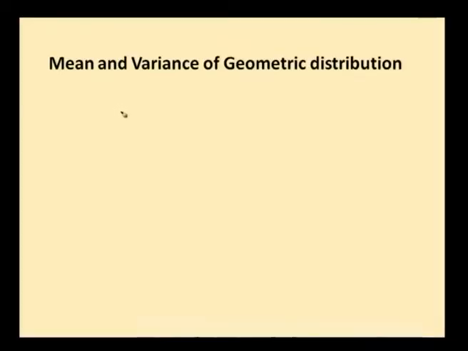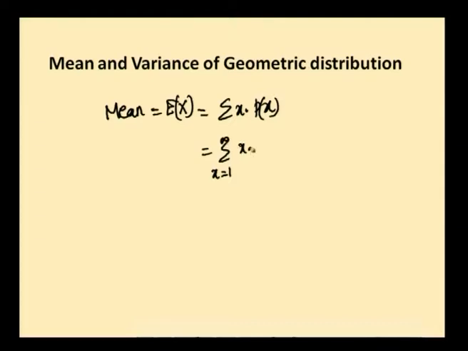Next, negative binomial distribution. So, mean is represented as expectation of x, which is equal to summation x into p of x, summation x is equal to 1 to infinity x into q power x minus 1 into p, and this p by q, q power minus 1 and p comes outside as p by q, summation x is equal to 1 to infinity x into q power x.